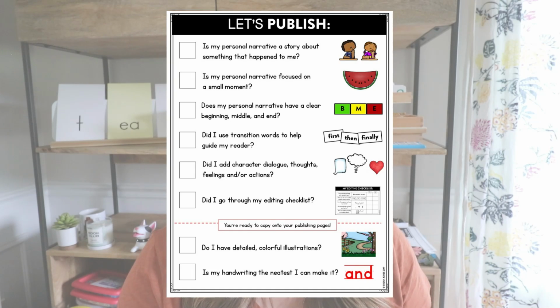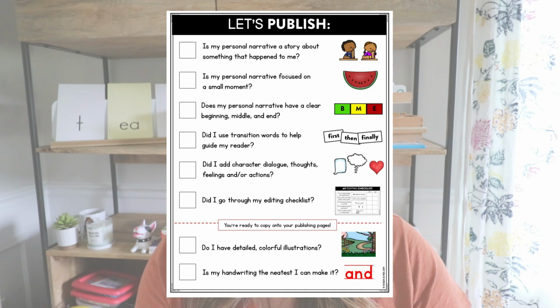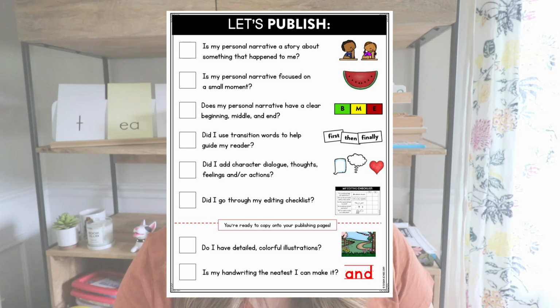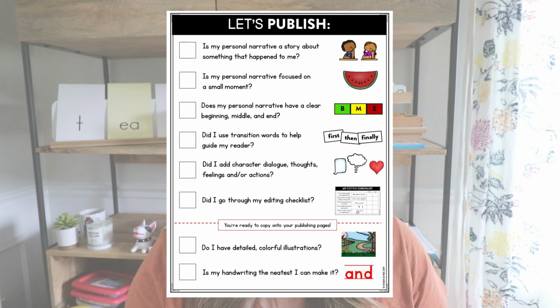So for example, this is the publishing checklist for personal narratives, and students need to walk through this. Again, we usually walk through this together. I, of course, explicitly model how to do this with my own writing. Is my personal narrative a story about something that happened to me? If so, they can give it a check. Is my personal narrative focused on a small moment? Give it a check. Does my personal narrative have a clear beginning, middle, and end? Did I use transition words? Did I add character dialogue, thoughts, feelings, and or actions? These are all different mini lessons that I did with my students, and so they don't need to have all of them, but did they try to add at least one of them in there?